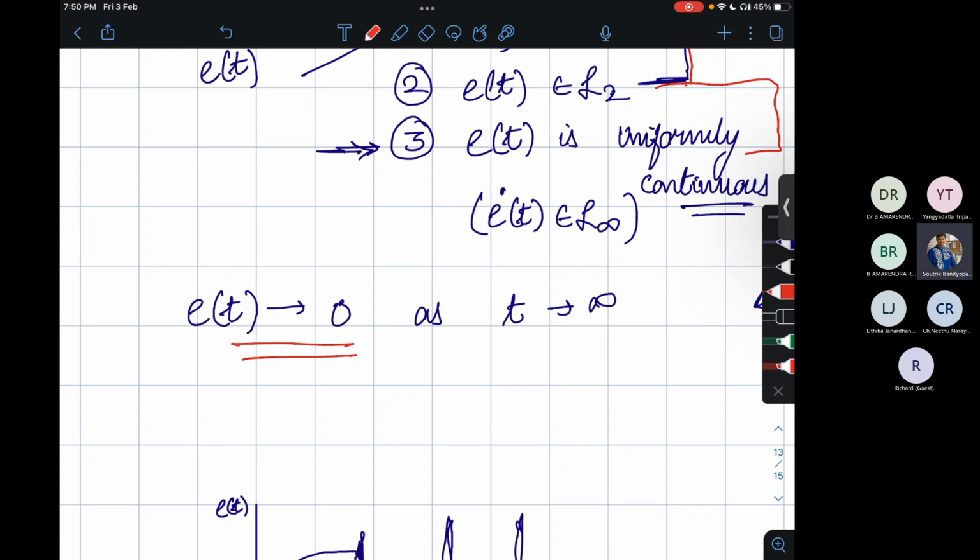It is a little bit hand wavy, but if you think about different examples, you can indeed see that if e(t) is going to 0 as t tends to infinity, then all of these conditions must be holding. So this is an if and only if condition. This implies this and this implies this.